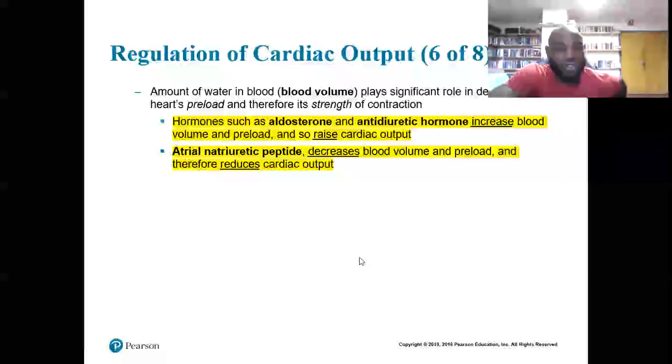Whereas atrial natriuretic peptide decreases blood volume and preload and therefore reduces cardiac output. If your blood flows slower or is more viscous, thicker, then it's going to reduce your cardiac output. So hopefully that all makes sense. These hormones can play a role in increasing and decreasing your cardiac output by increasing or decreasing the amount of water in your blood.